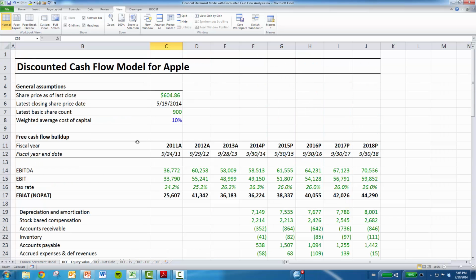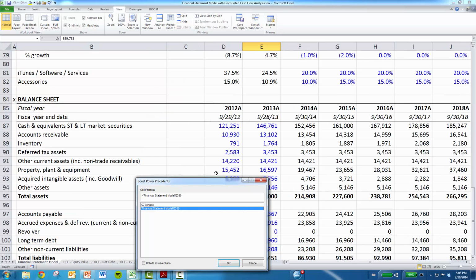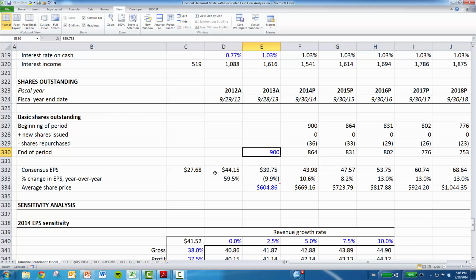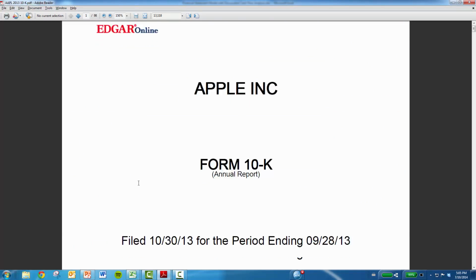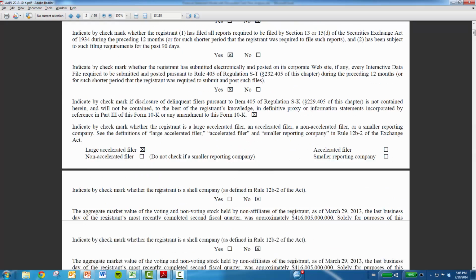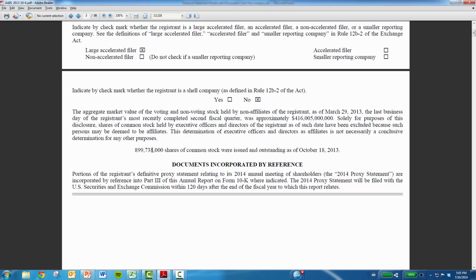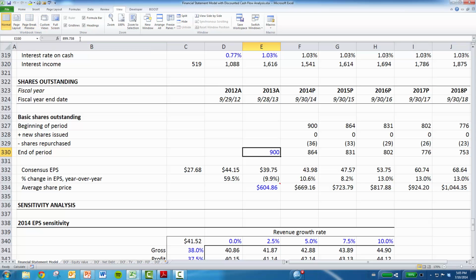Understand that we actually start with the latest basic share count. And of course, I alluded to this in prior videos. The latest basic share count currently in the model is actually referencing a somewhat out of date share count. The three-statement model has the latest basic shares outstanding as of September 28th, 2013 from the front cover of the 10K. Here's the 10K, here's the front cover, and this is that latest share count of 899,738. That's this figure right here, 899,738.